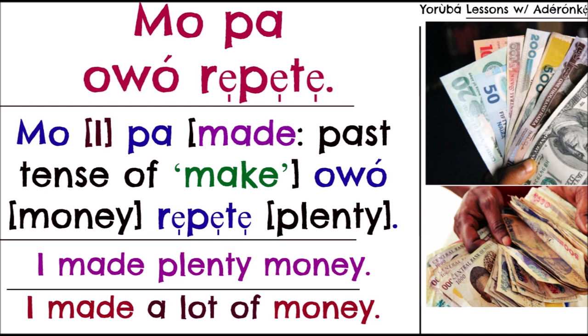So pa is made, owo is money, repete is an adjective that is sort of describing the noun money. So repete is plenty. Mo pa owo repete, I made plenty money, I made a lot of money.